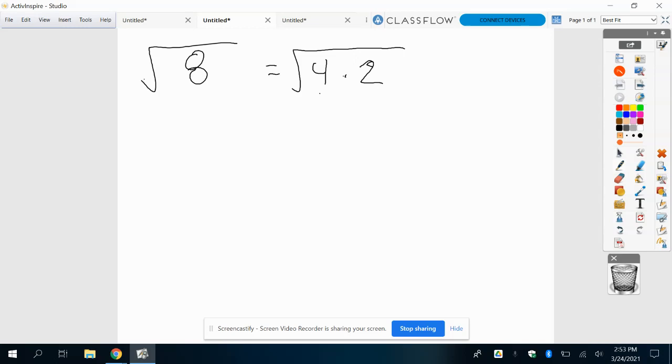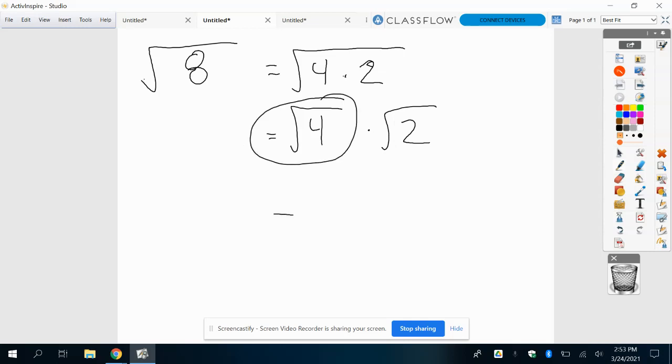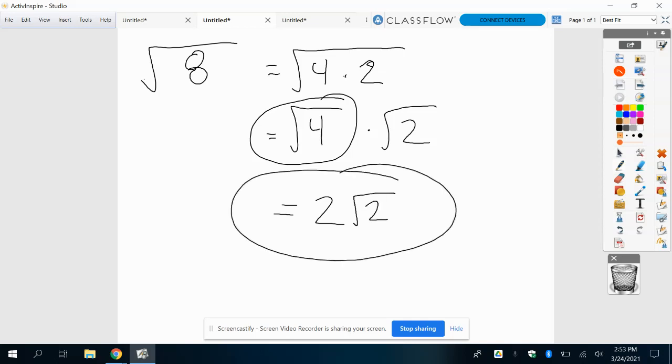Since 4 is a perfect square, you can think of this problem as taking the square root of 4 times the square root of 2. You're allowed to break things up like that. We know the square root of 4 is 2, and this square root of 2, you can't do anything with, so you would just leave it like that. So when you simplify the square root of 8, you're going to get 2 radical 2. That's what we mean when we say simplify radicals.